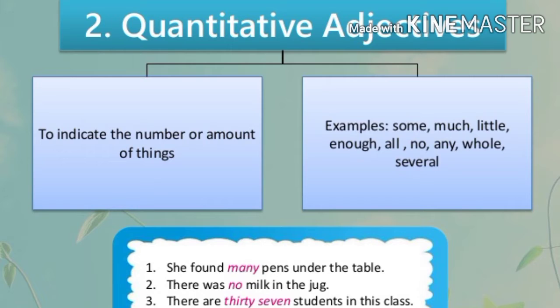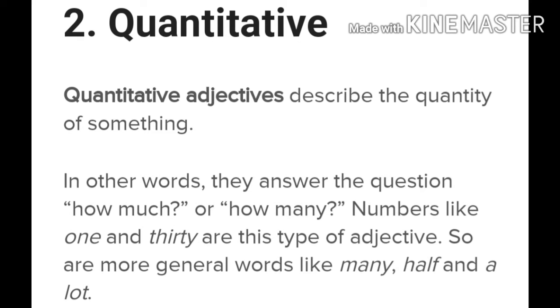Next is the quantitative adjective. Quantitative adjectives describe the quantity of something. Quantity means what? The number of. In other words, they answer the question how much or how many. Now, quantitative adjectives, you can also divide into two. We have got adjectives of number also coming under quantitative adjectives.